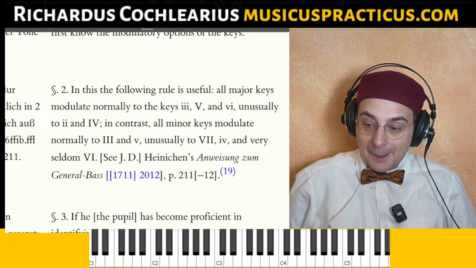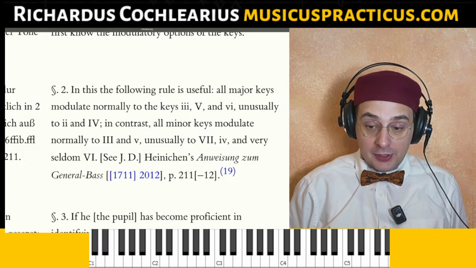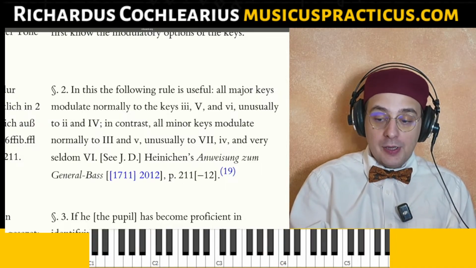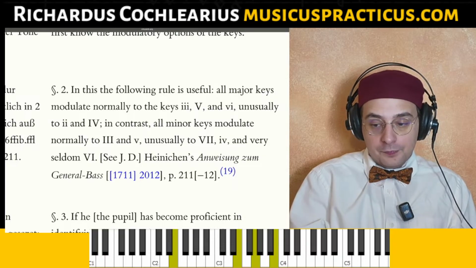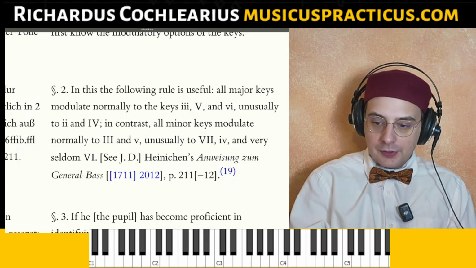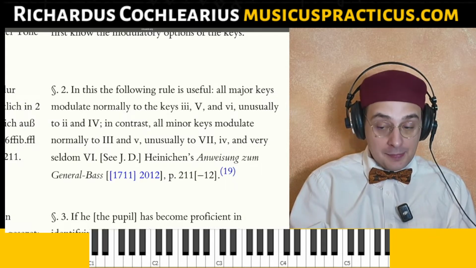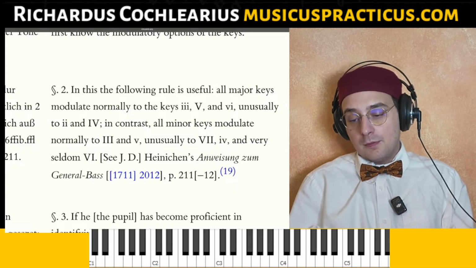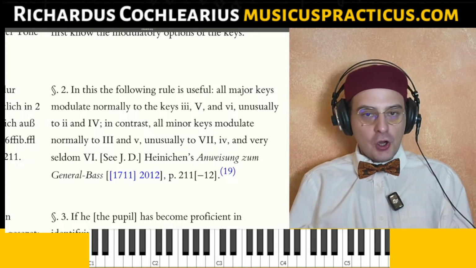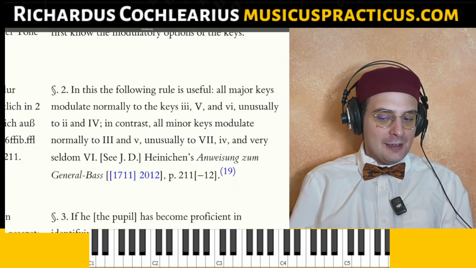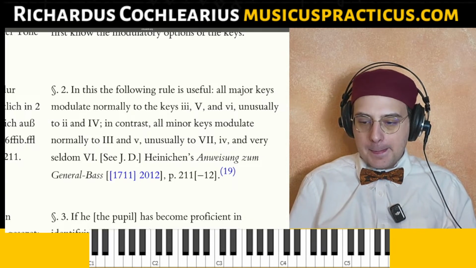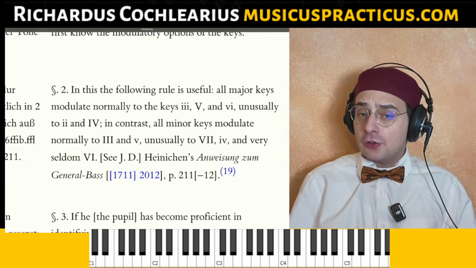In contrast, all minor keys modulate normally to degree 3. Okay, if we are in A minor, we move to C major. Okay, we agree on the 5th degree. Unusually, okay, so only to the 3rd degree it says, so C major, and 5th degree, E minor. Interesting. Unusually, maybe we have to interpret this unusually like less often than usually. Less often, maybe. Unusually, not so often, maybe.